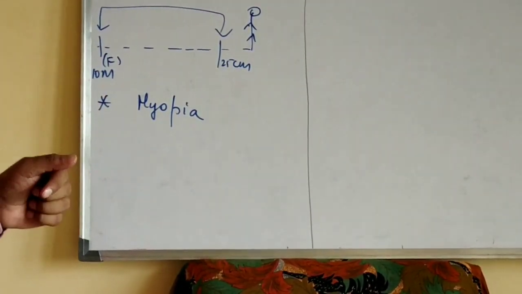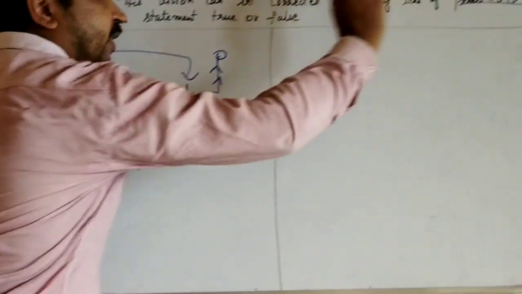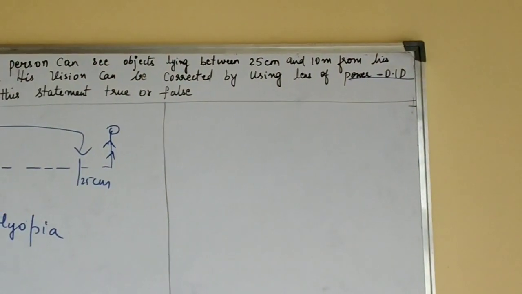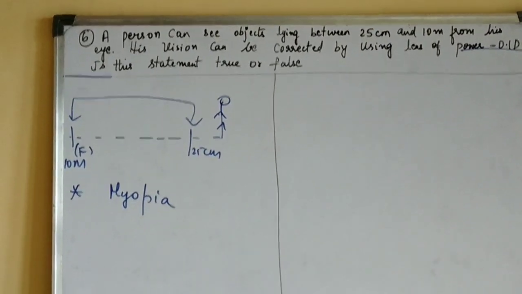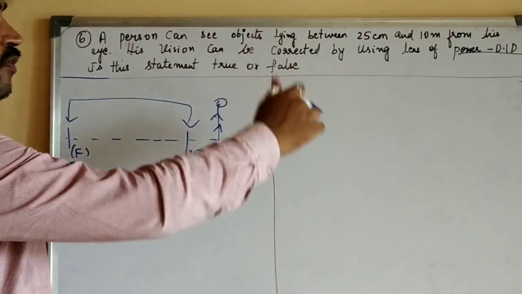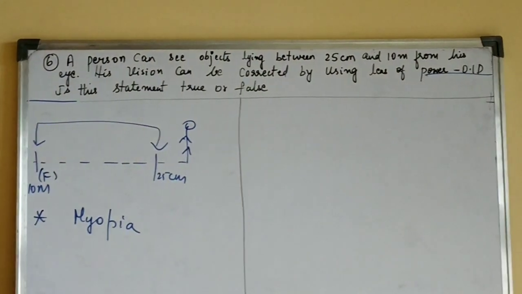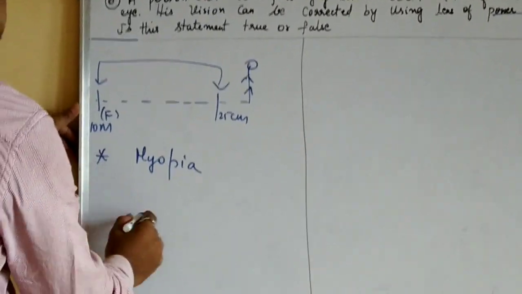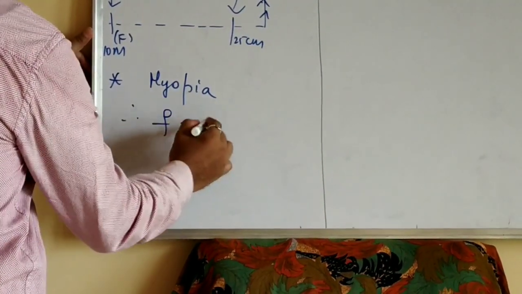Now, he is having myopia and we have got the far point. Now, we have to confirm what the corrective lens used for a myopic eye is. It is a concave lens. So, whether the power of that concave lens is minus 0.1 D or not, we have to verify.